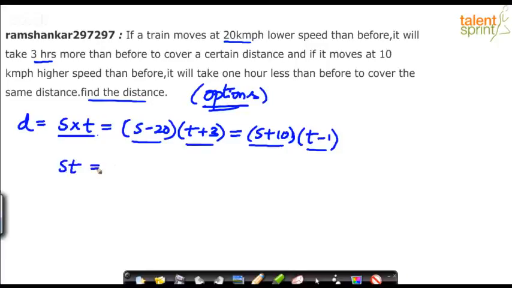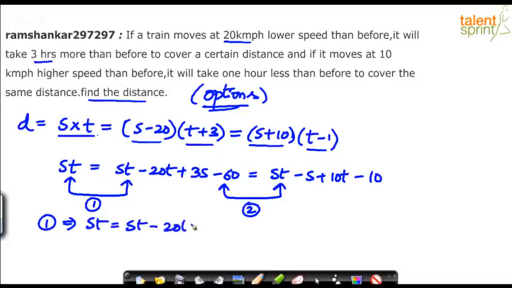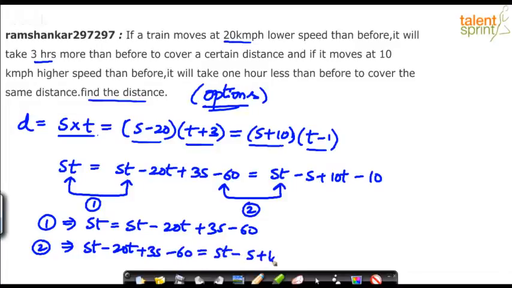So it's like this. st equals, I'm multiplying these two factors. So st minus 20t plus 3s minus 60 equals st minus s plus 10t minus 10. All right. So what do we do? Let us take these two equations. This is equation 1, let us say, and this is equation 2. So what happens from equation 1? What do we get? st equals st. You need not write all the steps, but for the sake of explanation, I'm writing it. And the second equation will give us st minus 20t plus 3s minus 60 equals st minus s plus 10t minus 10.